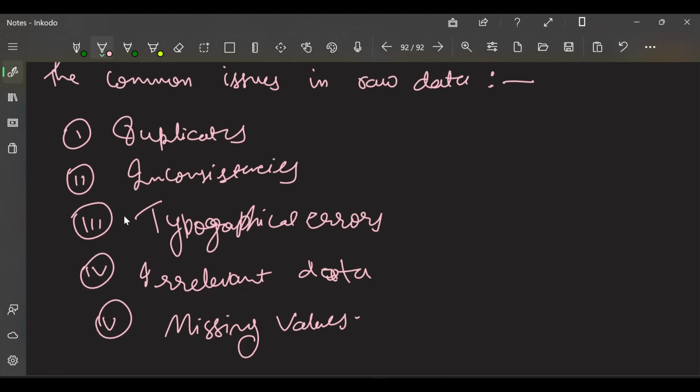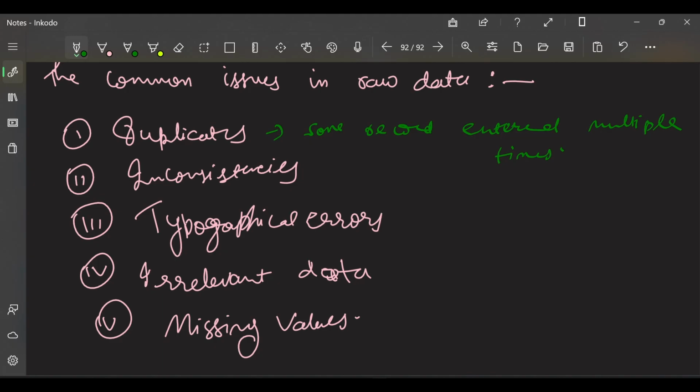Duplicate means some records are entered multiple times. For example, a customer name Siddharth appears twice. This leads to duplication.